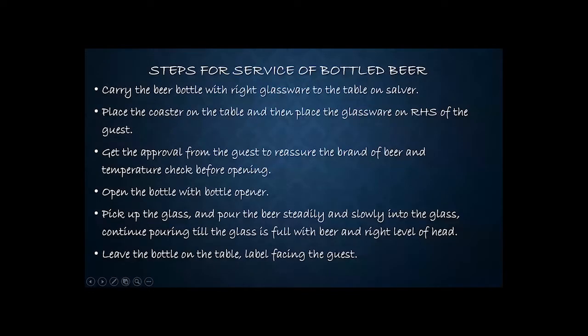Steps for service of bottled beer. Once the order is taken, collect the order from the bar. Carry the beer bottle with the right glassware to the table on the salver. Before you keep the glassware, remember to place the coaster and then place the glassware on the right hand side of the guest. Service of alcoholic beverages or any beverages is always done from the right hand side.